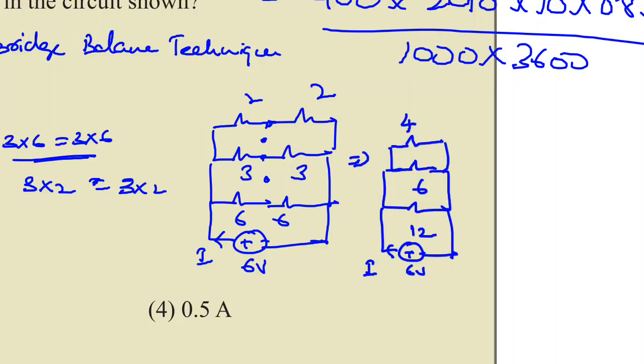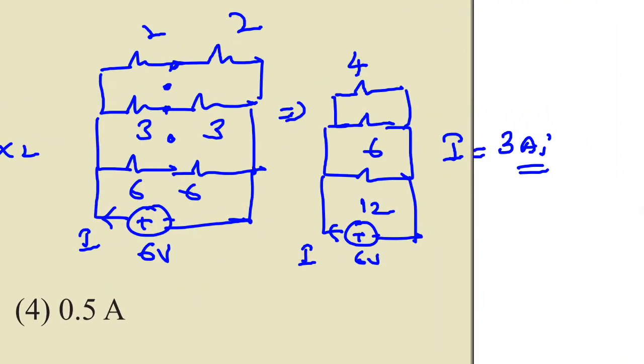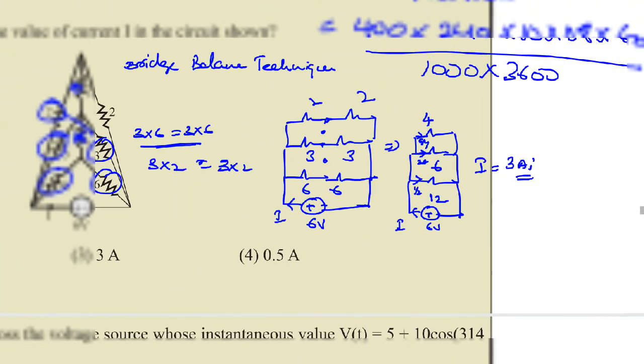So how much current will flow here? By applying the current division rule, we can calculate the current I as equal to 3 amperes. So the answer for this question is 3 amperes. You can apply KCL here. For example, take this element: 6 volts here, how much current will flow? It's going to be half amps. Here it is going to be 2 amps, and here 6 by 4. So the answer is 3 amperes for this case. Now we'll move to the next problem.